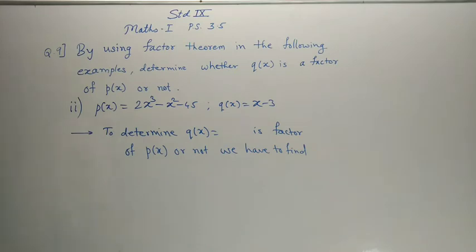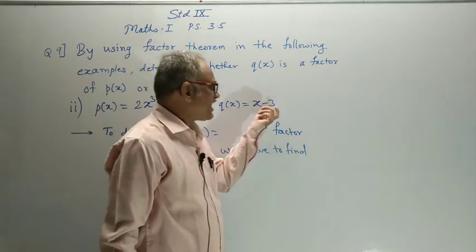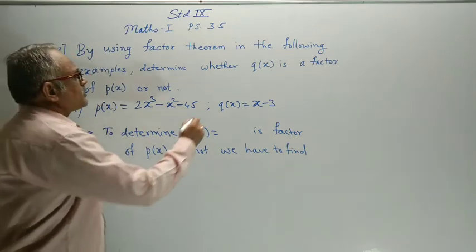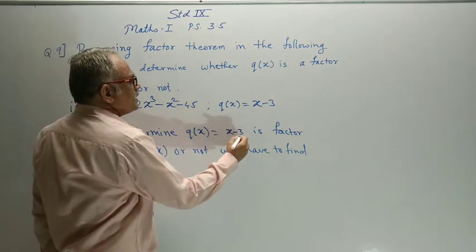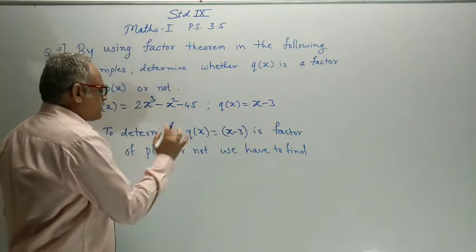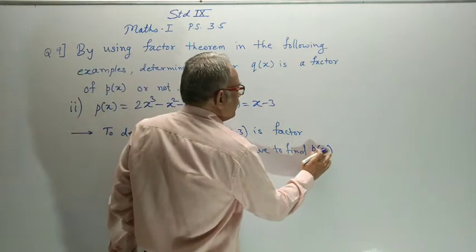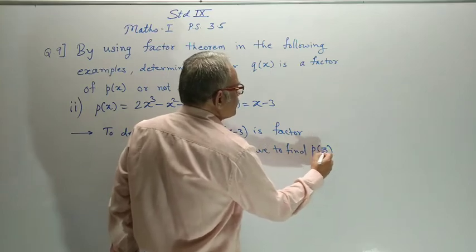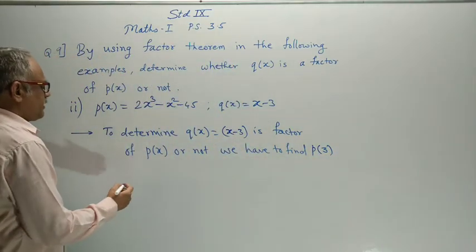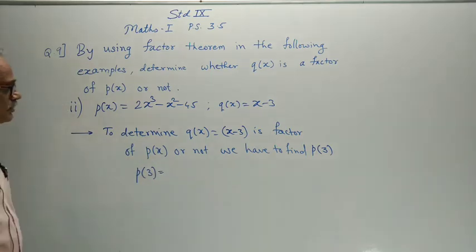Now pay attention to the second sub-question. P of x is 2x cube minus x square minus 45 and Q of x is x minus 3. Now to determine whether Q of x, that is x minus 3, is a factor of P of x or not, we have to find P of 3. If it is x minus 1, we have to write P of 1. If it is x plus 1, we have to write P of minus 1. If it is x minus 3, we have to find P of 3 and see whether it comes 0. If it is 0, it is a factor. If it is not 0, not a factor.